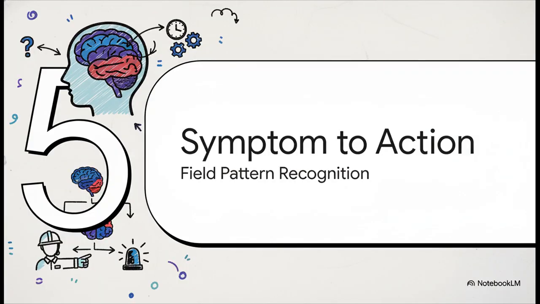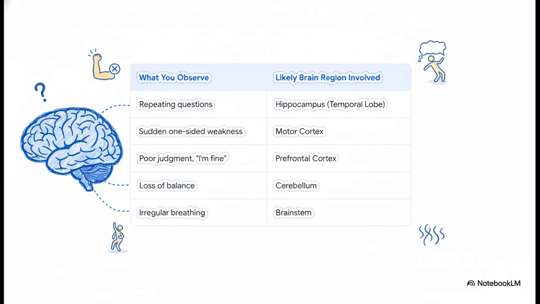All right, let's bring it all home. How do we take all these concepts, the onion, the small door, the two systems, and turn them into a practical tool you can use on your next call? It all boils down to connecting what you see to where the problem might be. Think of this as your mental cheat sheet. Your patient keeps asking the same question over and over. Your brain should immediately go hippocampus.